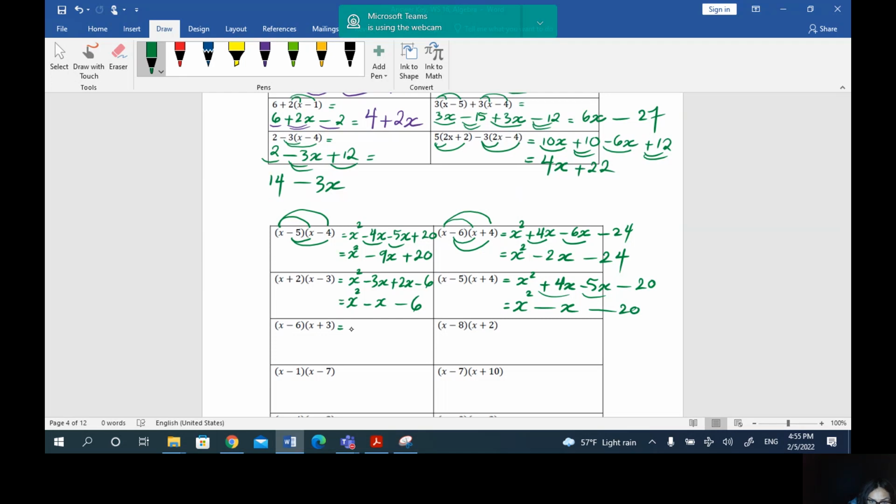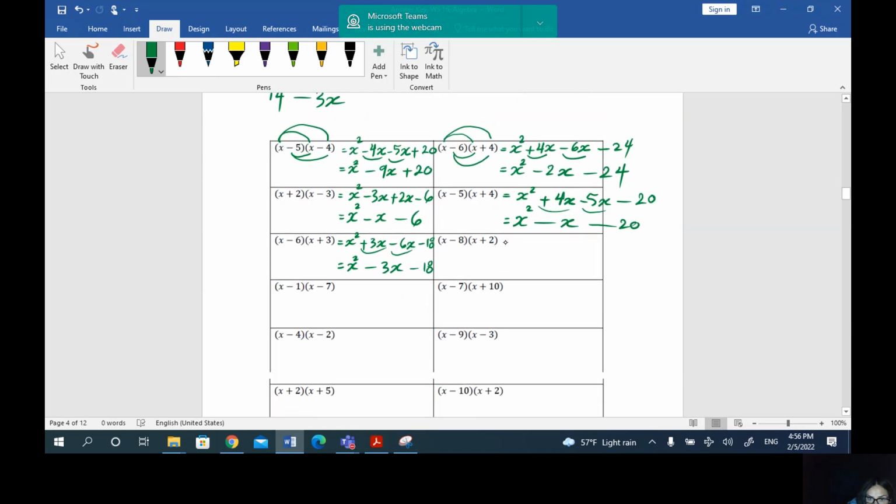Let's do the exact same thing here. X times x is x squared. X times positive 3 is plus 3x. Minus 6 times x is minus 6x. Minus 6 times positive 3 is minus 18. All right, x squared on its own, so we'll bring it down as is. Plus 3 minus 6 is minus 3x, minus 18.